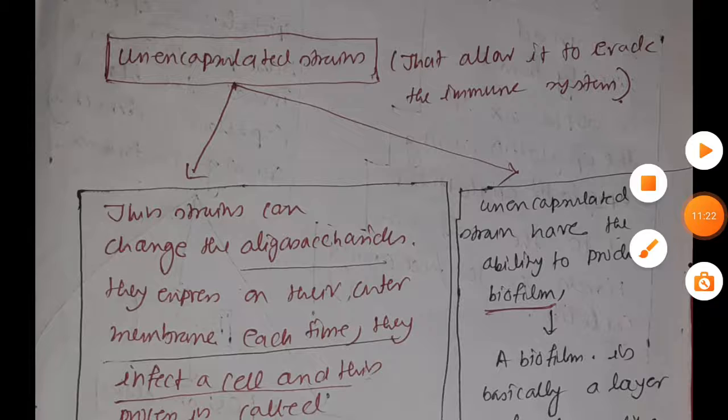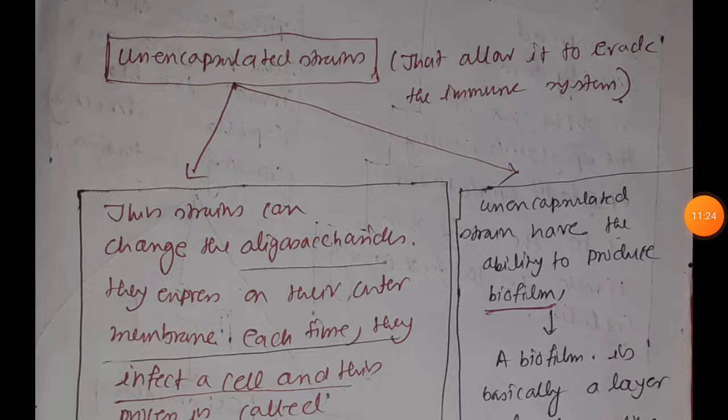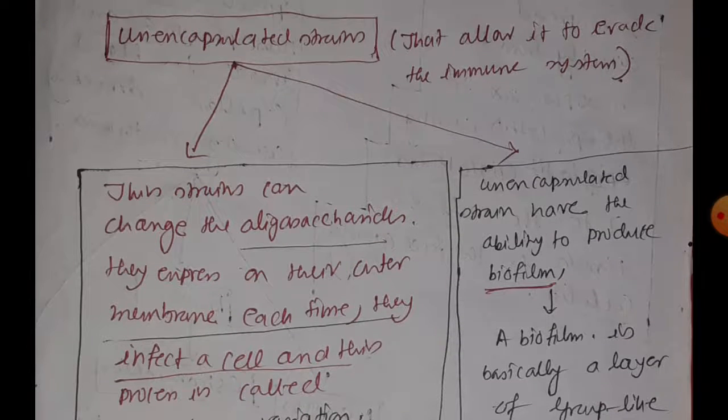Okay, now it is important to discuss how unencapsulated strains evade the defense mechanism. As we have studied, encapsulated strains have a polysaccharide-like layer called the capsule. This capsule acts as an antiphagocytic agent and protects the bacteria from phagocytosis. It is quite clear, right?